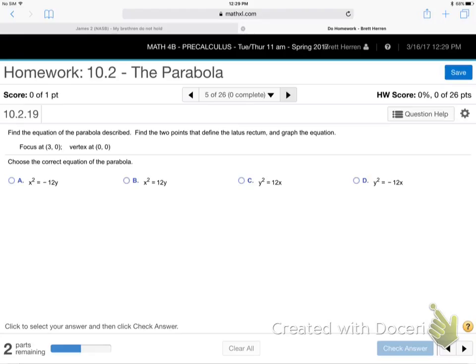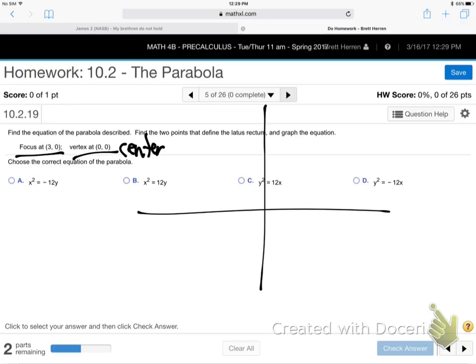All right, so they want me to find the equation of the parabola. And they're giving me some information. They're telling me the focus. And the vertex is 0, 0. That's the center. The vertex is the center. So this one's centered at 0, 0, centered at the origin. The focus point is at 3, 0. So it's 1, 2, 3, 0 right there. There's the focus point. Now, what is the focus point? Let's talk about that. Let me give you reality first.